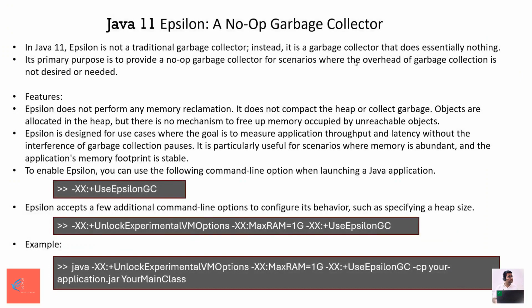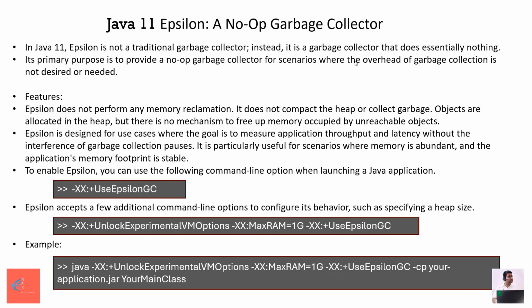In Java 11, a new garbage collector is introduced, which is known as the Epsilon no-op garbage collector. Epsilon is not a traditional garbage collector. Instead, it is a garbage collector that does essentially nothing. Its primary purpose is to provide a no-op garbage collector for scenarios where the overhead of garbage collection is not desired or needed.